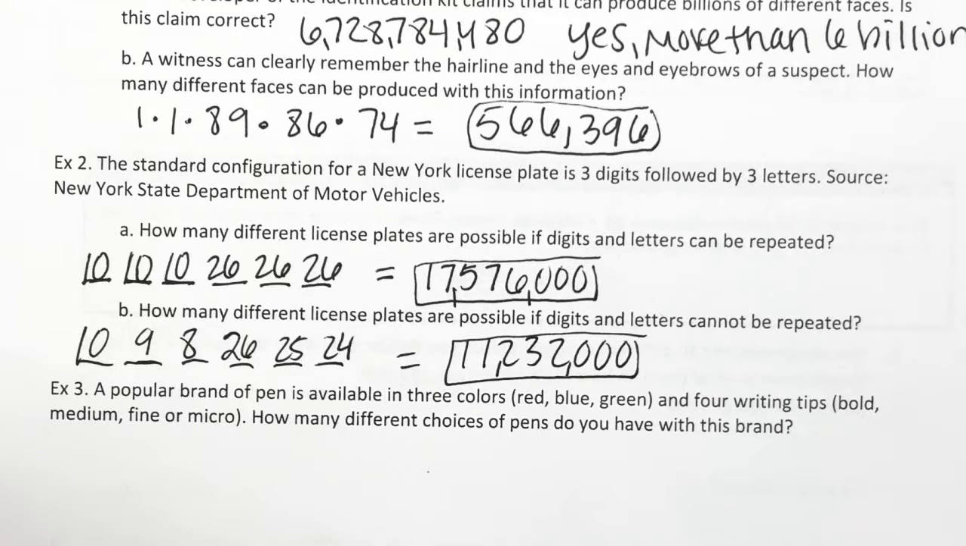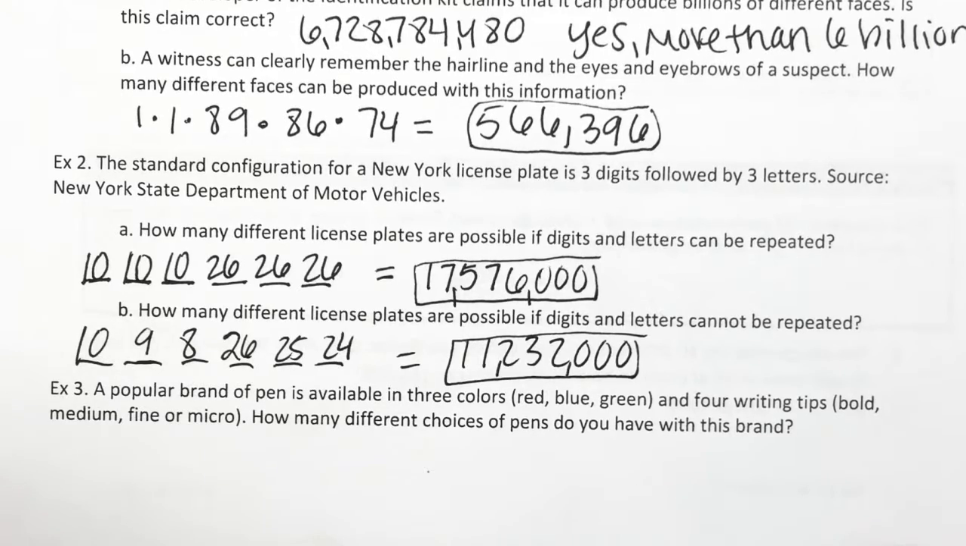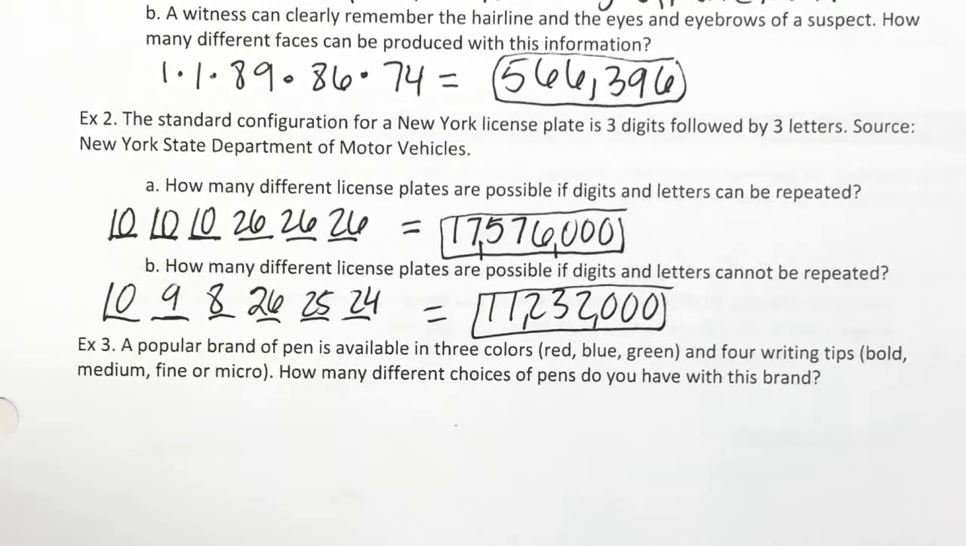Okay. All right. If you'll read example 3 for me. A popular brand of pen is available in 3 colors: red, blue, and green, and 4 writing sets: bold, medium, fine, or micro. How many different choices of pens do you have for this brand? All right, you're doing this one on your own, and then I'll call on one person. If you can give me the correct answer, you can get a piece of candy.